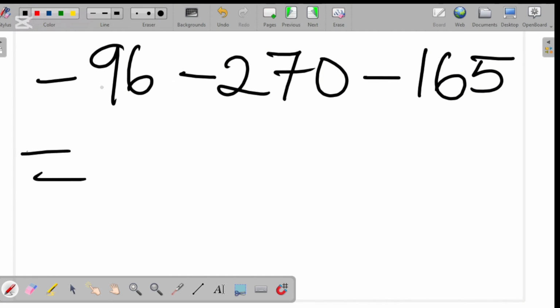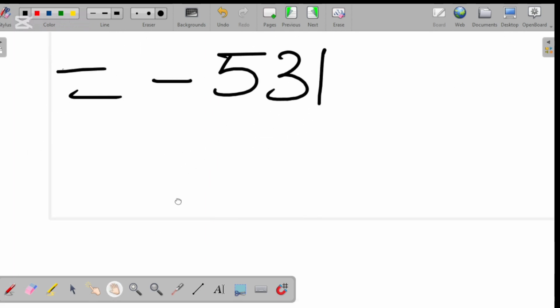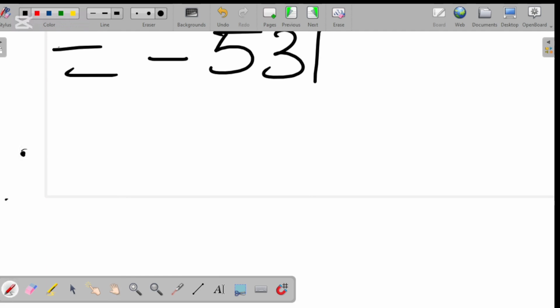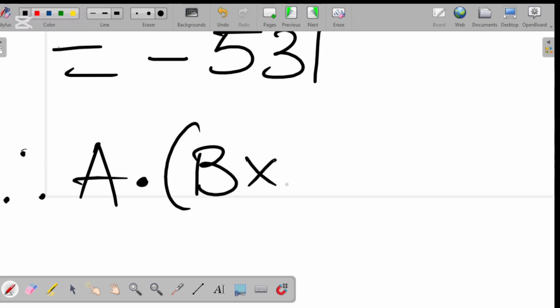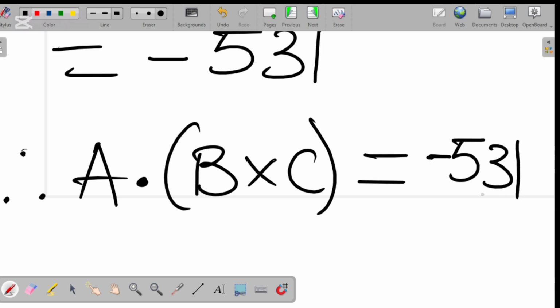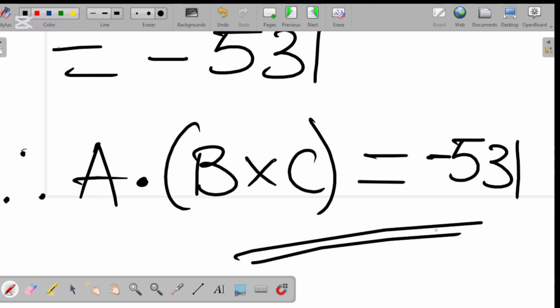So we have here negative 96 minus 270 and then minus 165 gives us negative 531. So therefore, vector A dot vector B cross vector C is equal to negative 531. So this is our final answer.